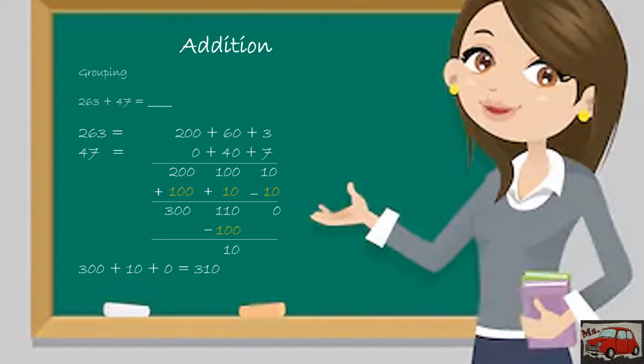Let's do the grouping. Now, my 263 will become 260 and 3. The 47 will become 40 and 7. So, I will add them based on their place value. So, my ones will become 10. Again, it's the ones place. So, when it becomes 10, I should move it to the next place value. So, I will subtract the 10, so it will become 0. So, my ones place now is 0.